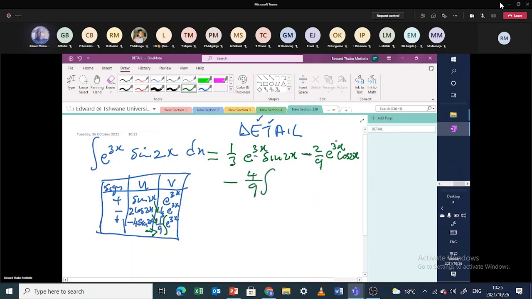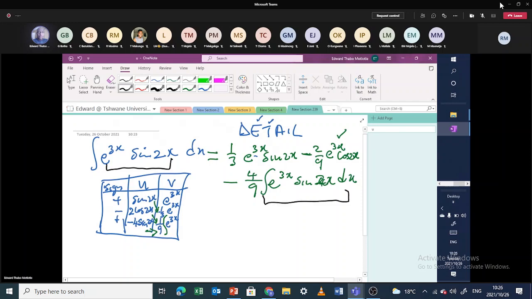So you must be careful. You can see when I multiply first, I didn't put the integral sign. The integral sign will come only on the last one. You must be very careful with that. That's where you can make mistakes. So this will be e to the power 3x sine 2x dx.